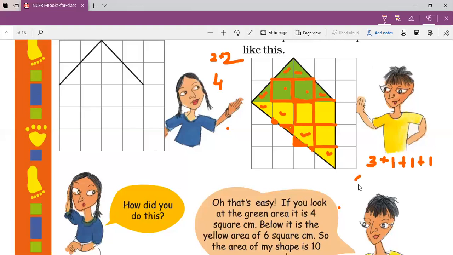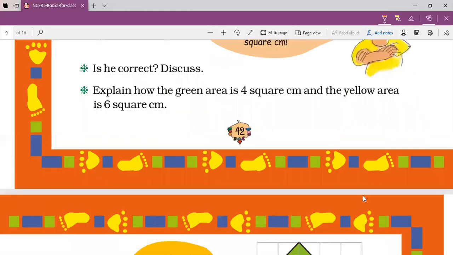So the yellow area is 6 square centimeter. So total 4 plus 6 is equal to 10 square centimeter. So is he correct? Yes, he is correct.